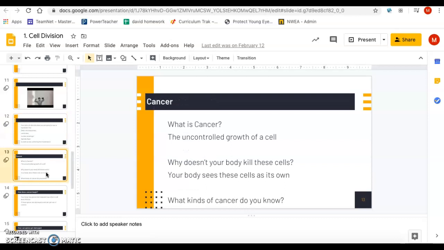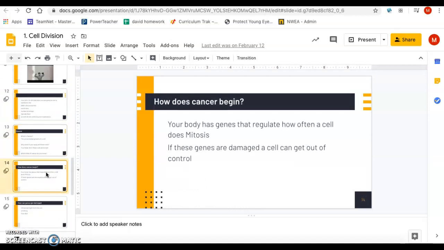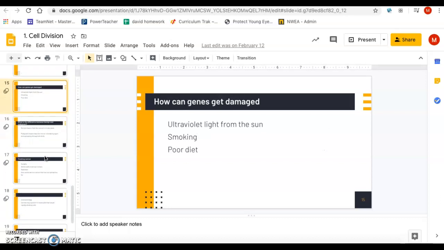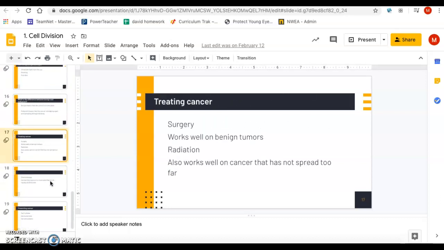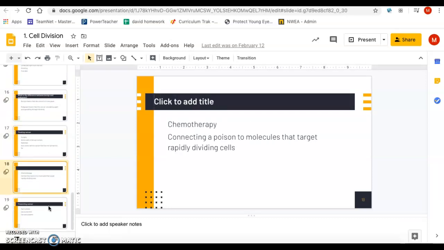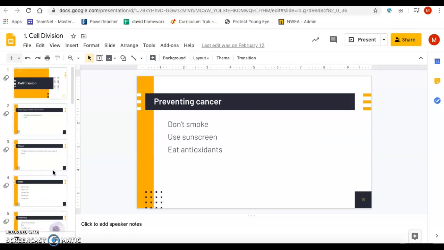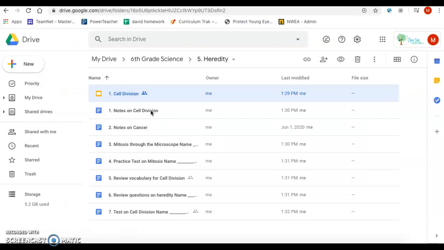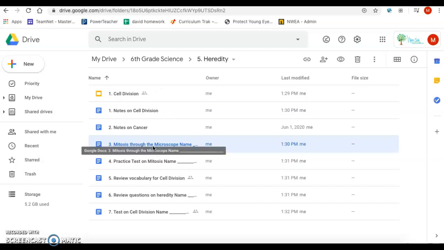So yeah. And then moving on, we went into cancer. A lot of stuff about that, benign, malignant, how to treat it, all that kind of stuff, how to prevent it or avoid it. Okay? So you got that. You got your notes on division, your notes on the cancer type stuff. Mitosis through the microscope. That was something we did inside this unit. More on those on cell division.